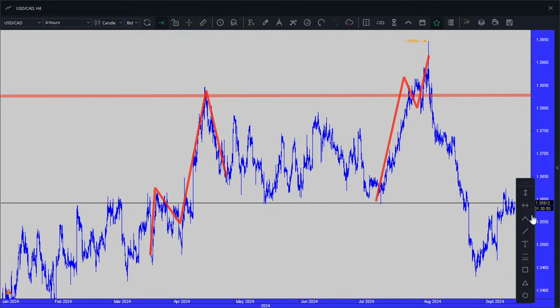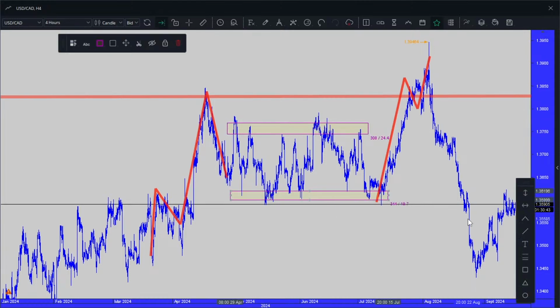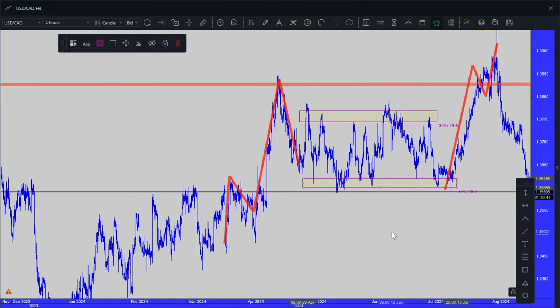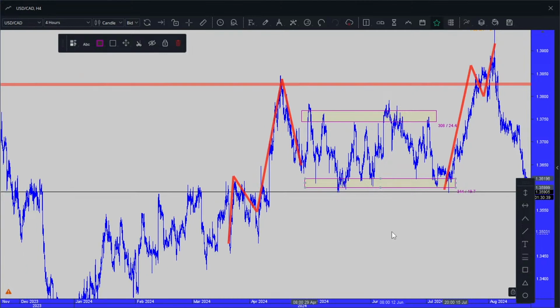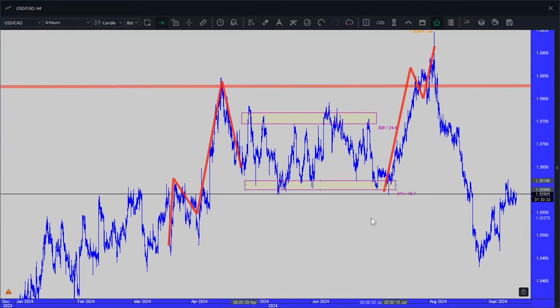Can you see it? You had a smaller consolidation in here too. How many of you have issues trading USD CAD? Pat yourself on the back. Welcome to the club.